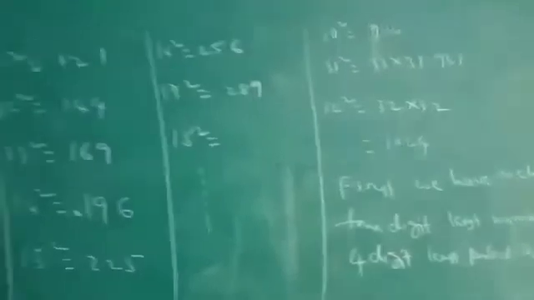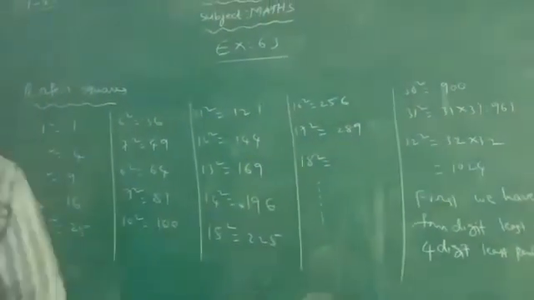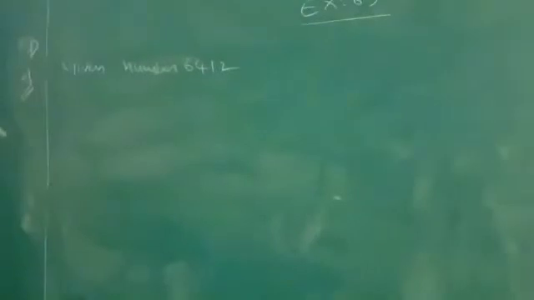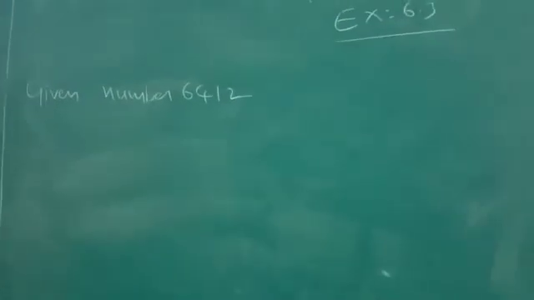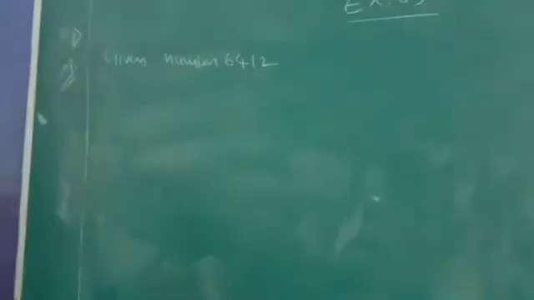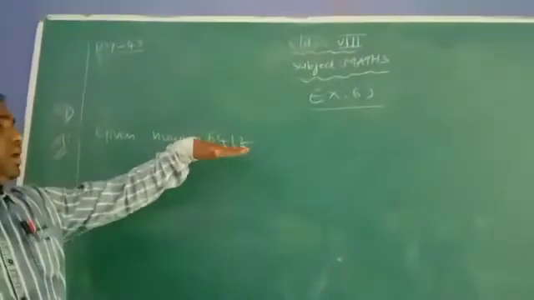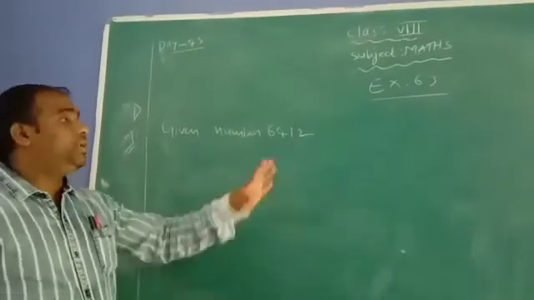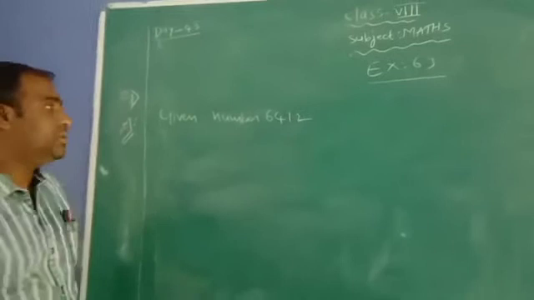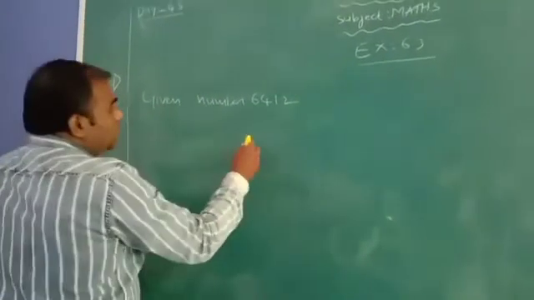Next 7th problem. Shall I write on the board? 6th problem finished beta. Now 7th problem. Given number 6412. What do we have to find? Find the least number which must be added to it so it becomes a perfect square. See beta, how much adding means it becomes a perfect square? What is the least number? Means do division beta.